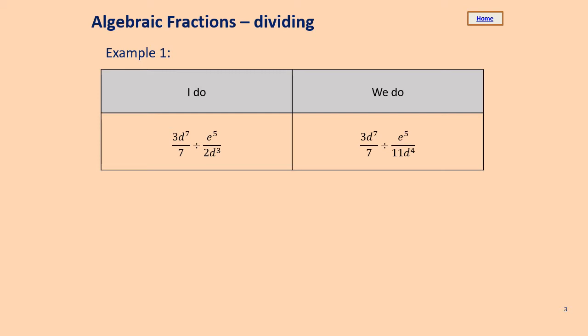Okay, so we've got our first example here, and the first I do says 3d to the power of 7 over 7 divided by e to the power 5 over 2d cubed. So we're dividing fractions here. So the important thing for you to remember when dividing fractions, always use KFC.